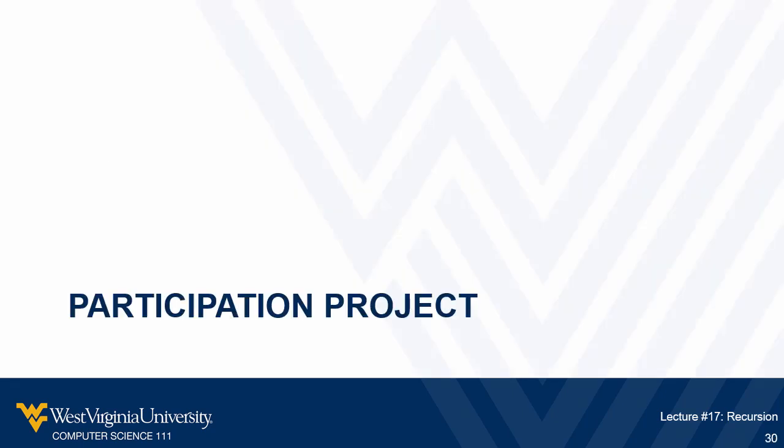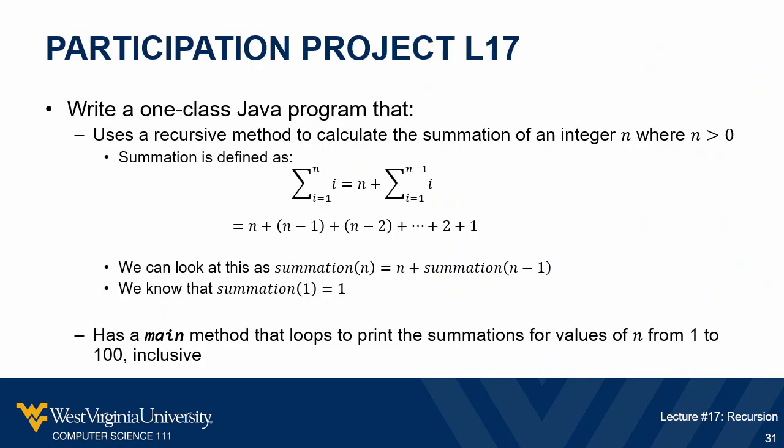For this lecture's participation project, I'd like you to create a program that can calculate the summation for an integer n, where n is greater than 0. Summation is where we add up all the values from 1 to n for all the integers in that range. You've probably seen this expressed mathematically before, with the big sigma, where we add up from i equals 1 to n, and i is our variable here. So every possible value from 1 to n is what we're going to add up.